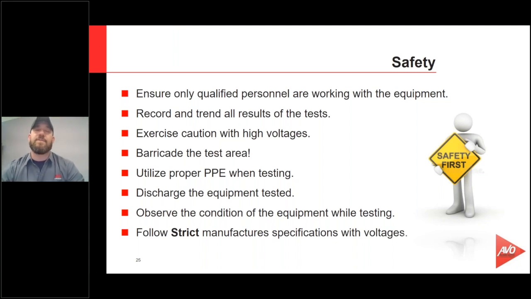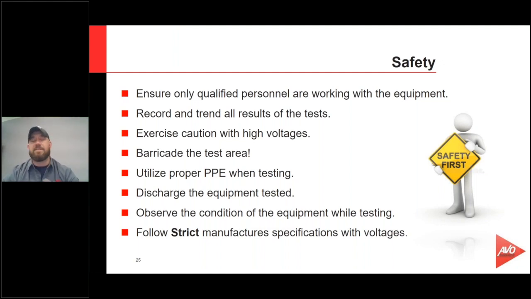Record and trend these results for future use. Exercise caution with higher voltages. That's critical, okay? Be aware of your surroundings. Barricade the test area. Make it quiet. A lot of times, if there's tracking or any insulation that's going to fail or anything that's going to leak to ground, you'll hear it. You'll hear it buzzing, it'll fuzz. You may even see a small arc. Look for leakage current on the overvoltage potential tester.